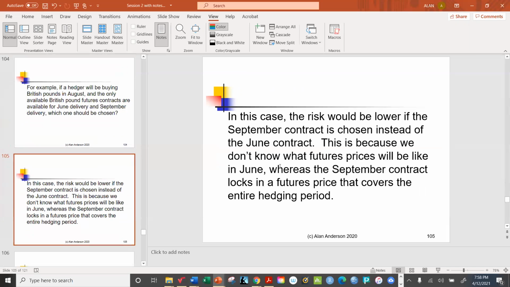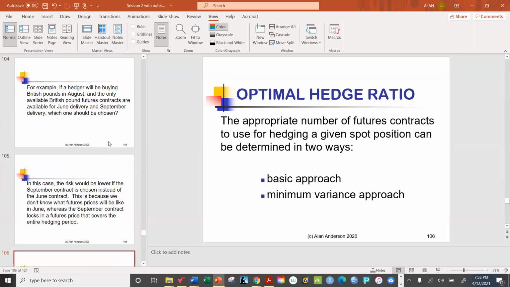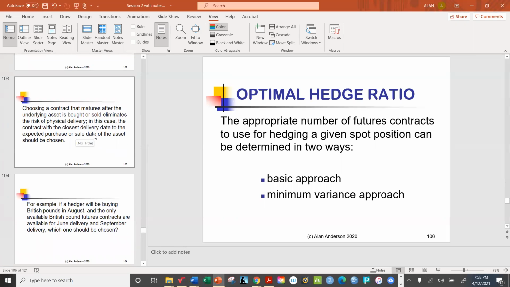All right, and then for these, again, if there's a discrepancy in the maturity date of the futures contract and the position when you will be buying or selling the asset, remember that you want to take the longer contract.